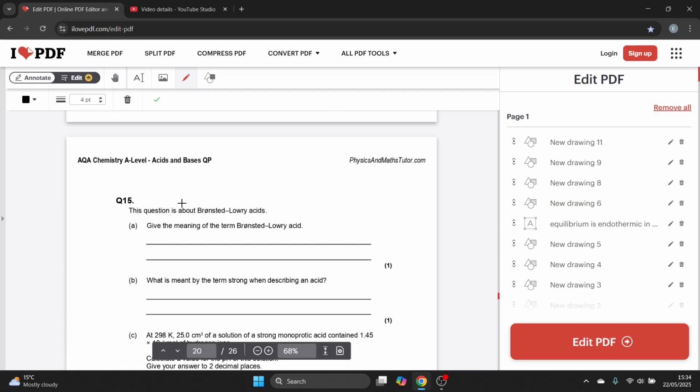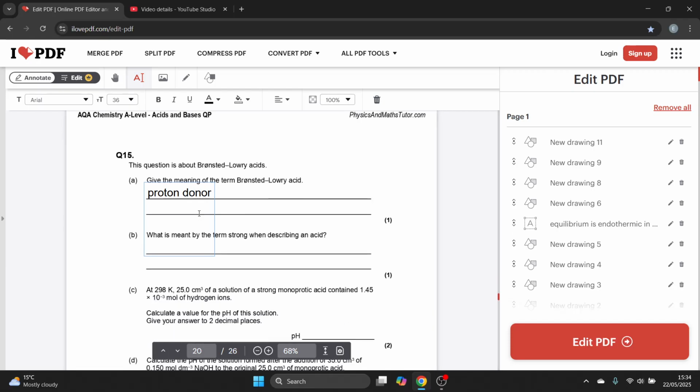Give the meaning of the term Bronsted-Lowry acid. I will do that. It's very, very simple meaning. Proton donor, that's all they want. What is meant by the term strong when describing acid? Completely ionizes to form H plus ions in water.